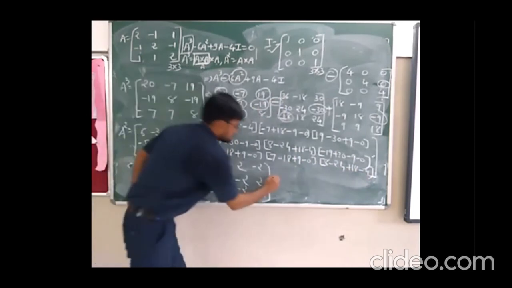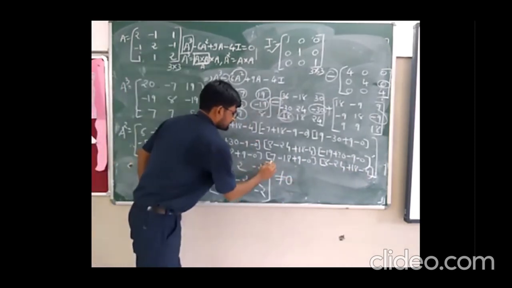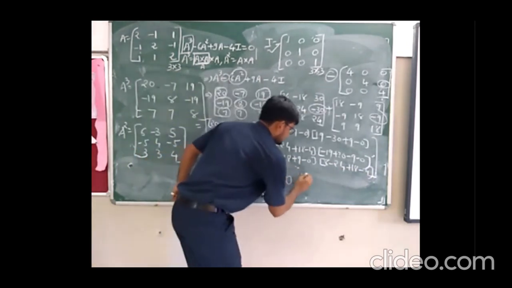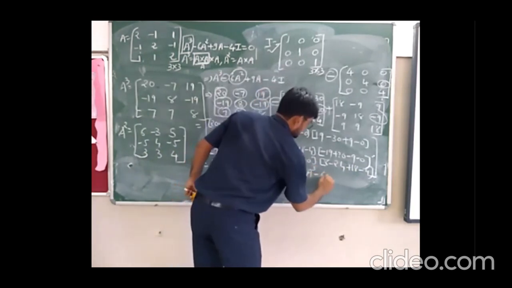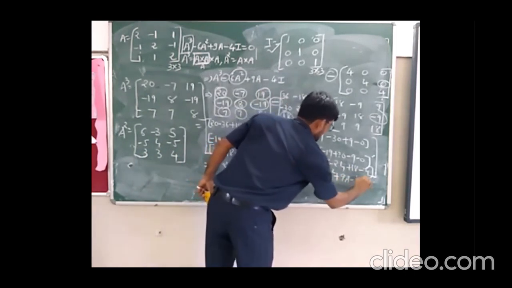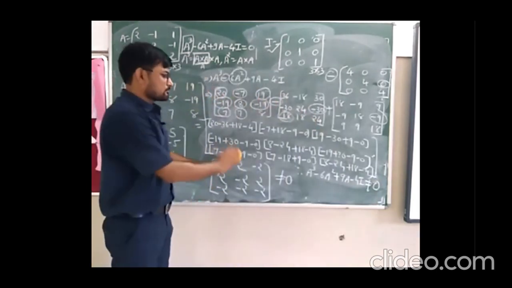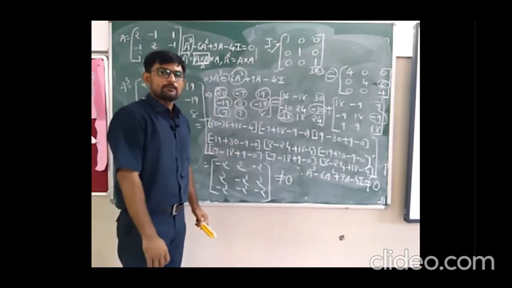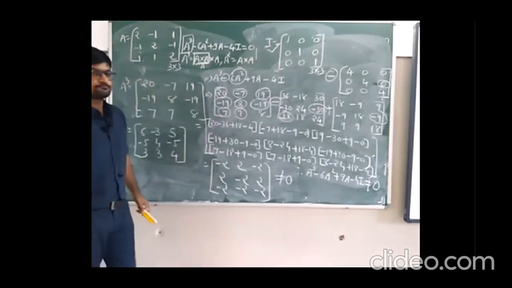So this is not equal to 0. So hence we can say that A cube minus 6A square plus 9A minus 4I is not equal to 0. That we have to show. Okay, so again, this is a very simple question. I hope now it is very clear to you all. So please write it down.